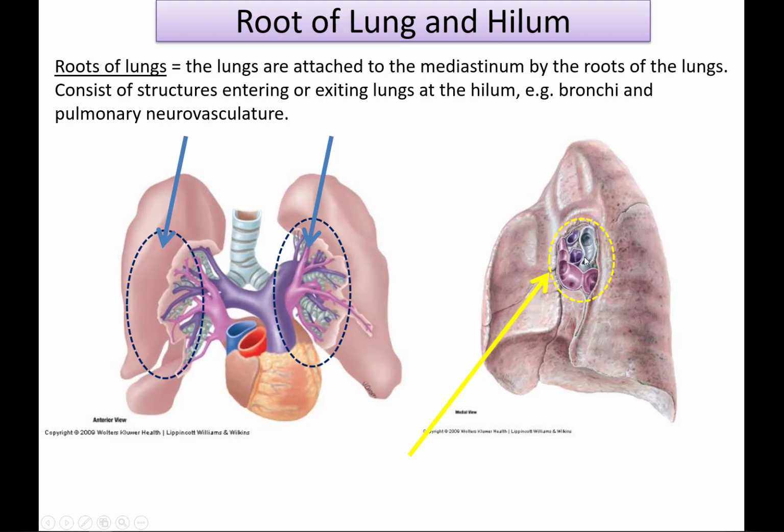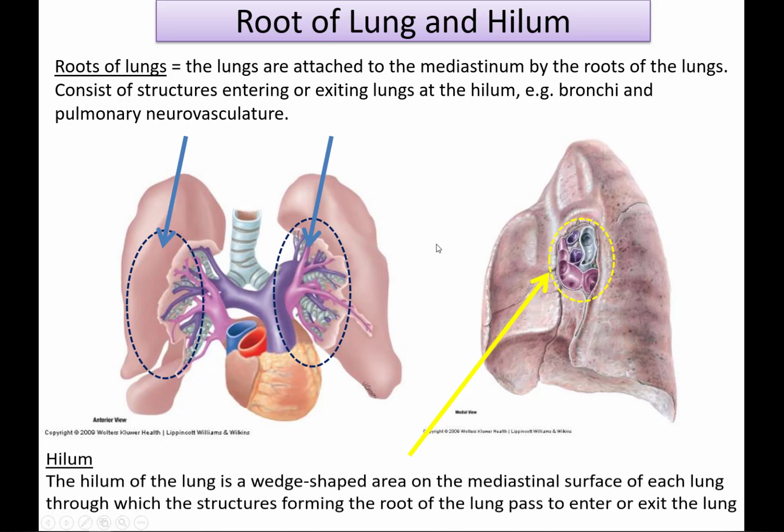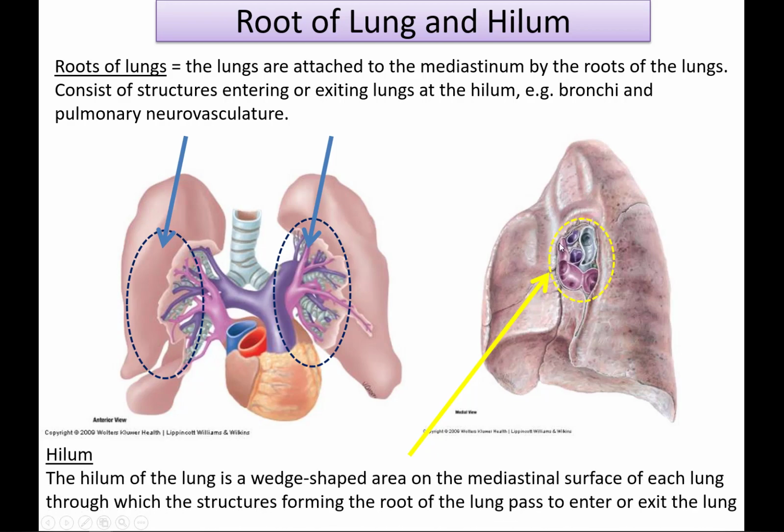That will be, for instance, the bronchi and the pulmonary neurovasculature. Here is the hilum in the dashed yellow oval. It's kind of a wedge-shaped area on the mediastinal surface of each lung, through which the structures that form the roots of the lungs will pass to enter or exit the lung respectively.